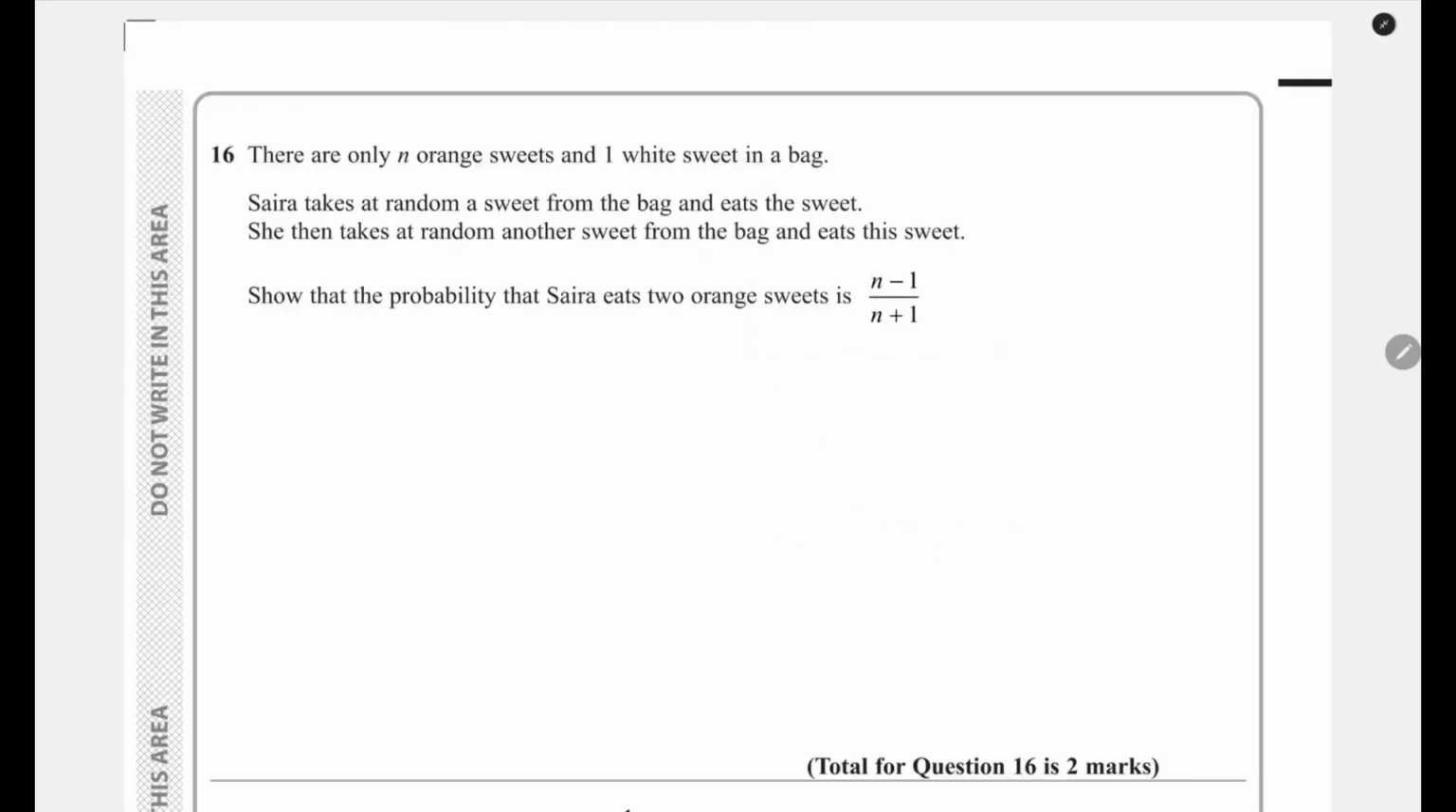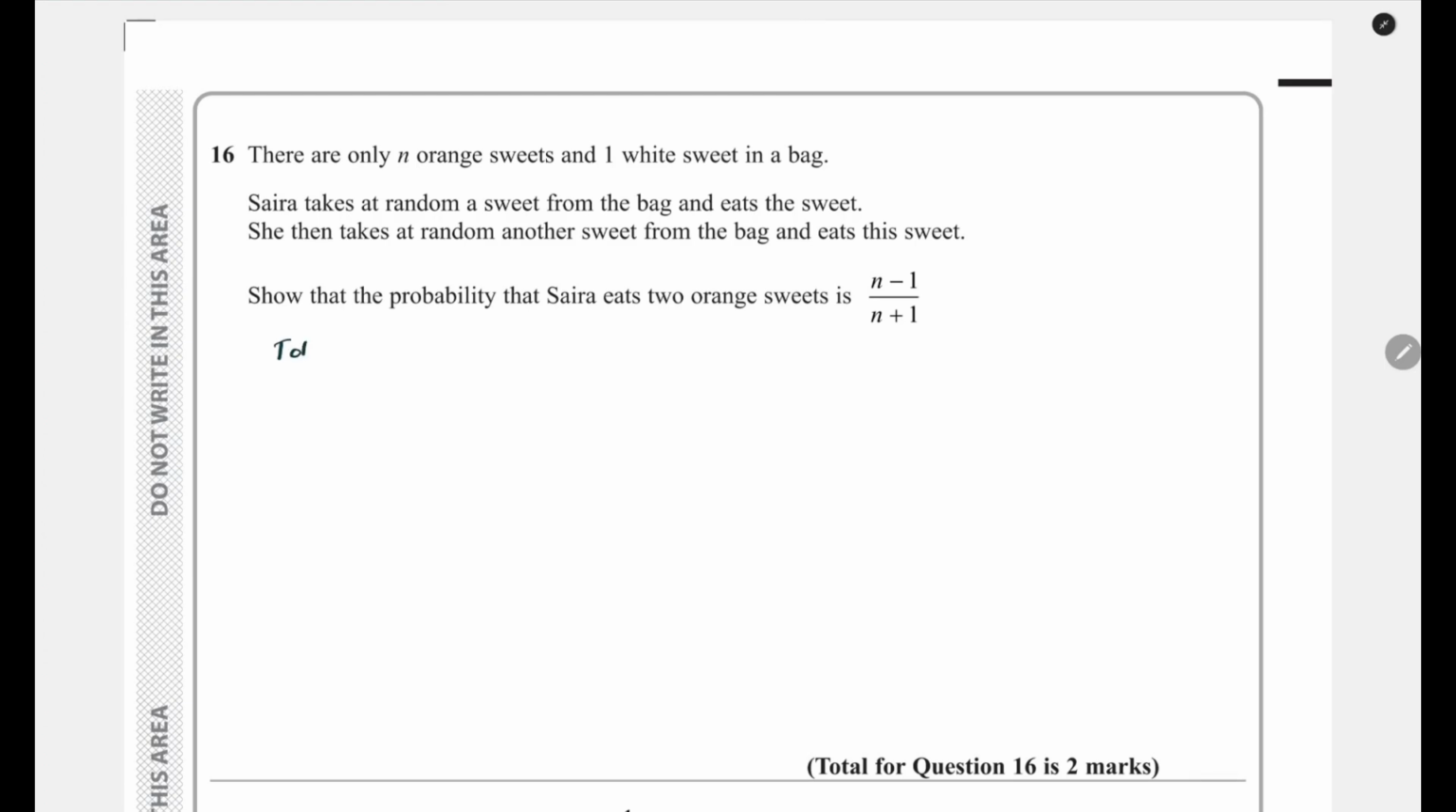Question 16 says there are only n orange sweets and 1 white sweet in a bag. Syra takes at random a sweet from the bag and eats the sweet. She then takes at random another sweet from the bag and eats this sweet. Show that the probability that Syra eats 2 orange sweets is n minus 1 over n plus 1.